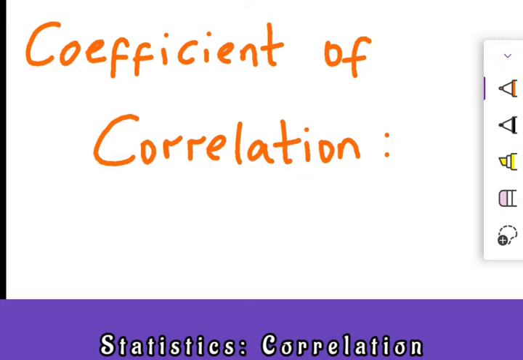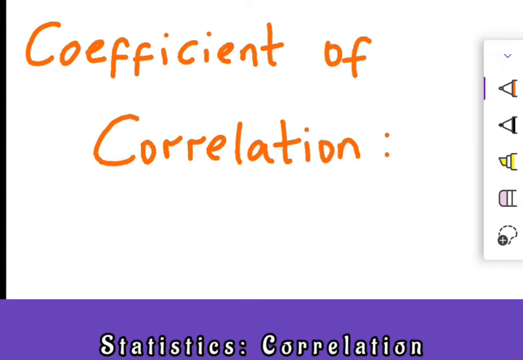So the definition of correlation simply means the act of comparison to find out the degree of relationship between two variables. Now, to define it in a more proper way, we can say correlation is a statistical tool that helps to find out the degree of relationship between two variables.